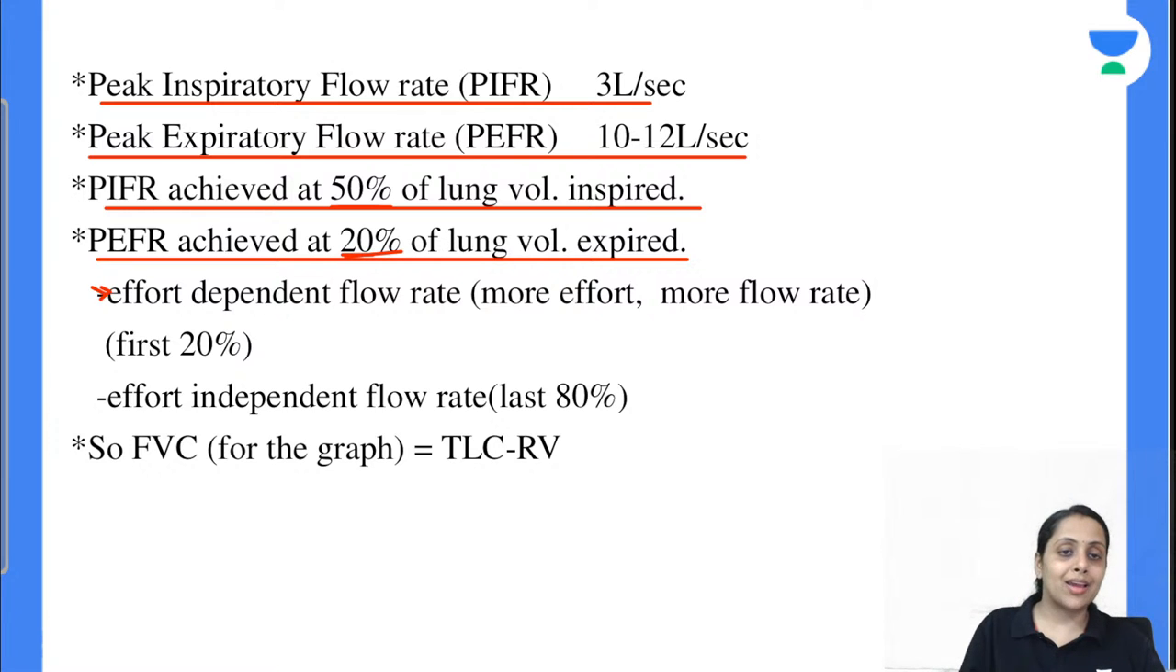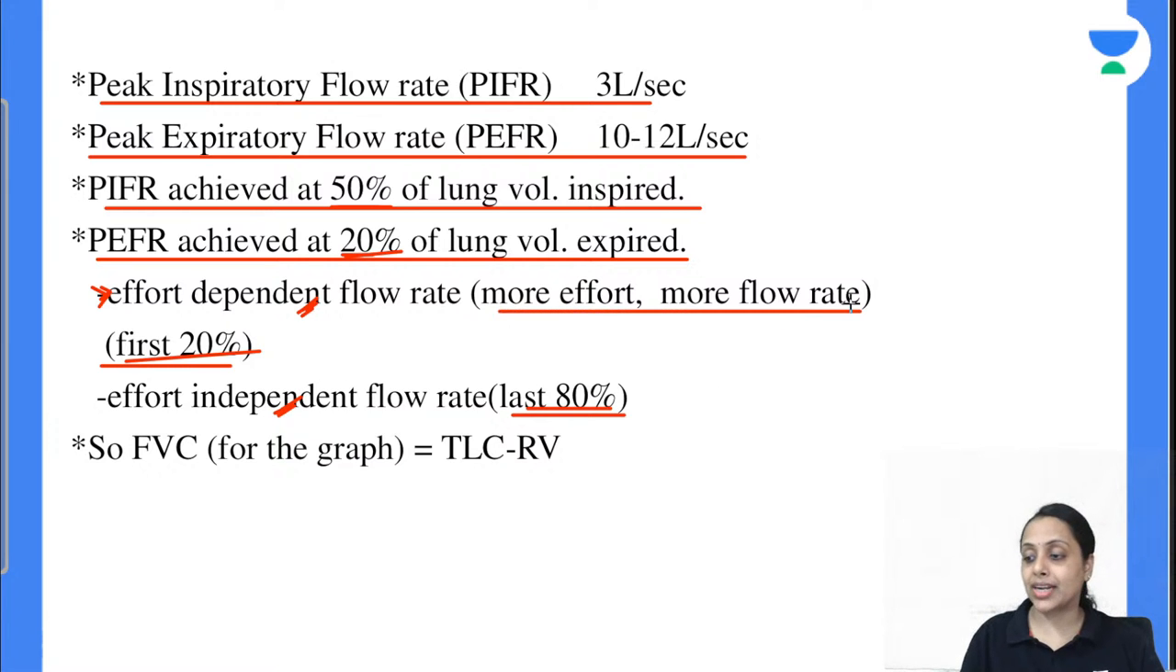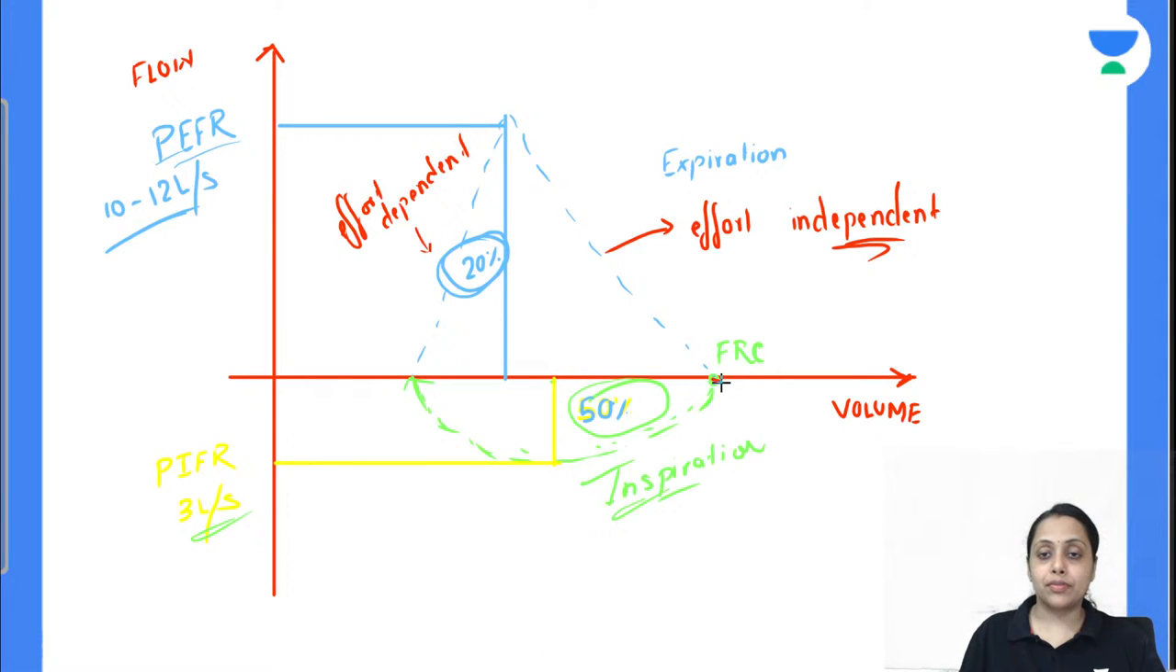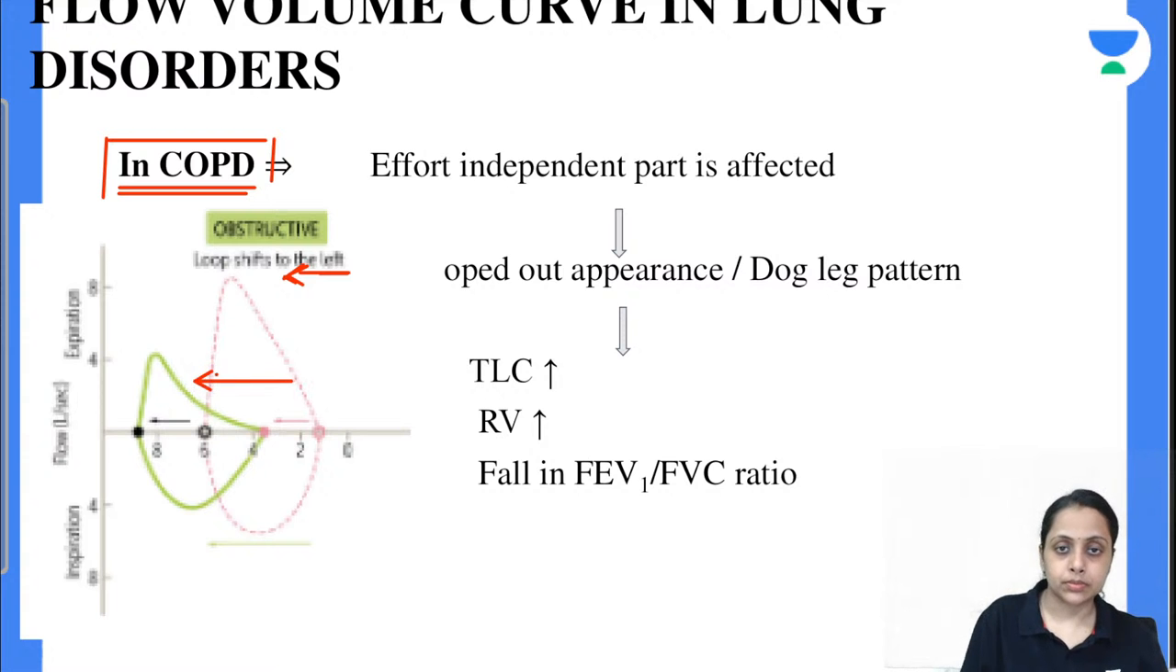इसमें दो पार्ट हो गया, effort dependent part, effort independent part. First 20% is effort dependent. Last 80% is effort independent. एफर्ट डिपेंडेंट में क्या होगा, जितना ज्यादा एफर्ट लगाएंगे फ्लो रेट इंक्रीज हो सकता है. सो दैट्स व्हाई इट इज नोन एज एफर्ट डिपेंडेंट पार्ट. ठीक है, दिस पॉइंट करस्पॉन्ड्स टू आवर. एंड इसमें नेक्स्ट पॉइंट इज एफर्ट इंडिपेंडेंट पार्ट इज अफेक्टेड.